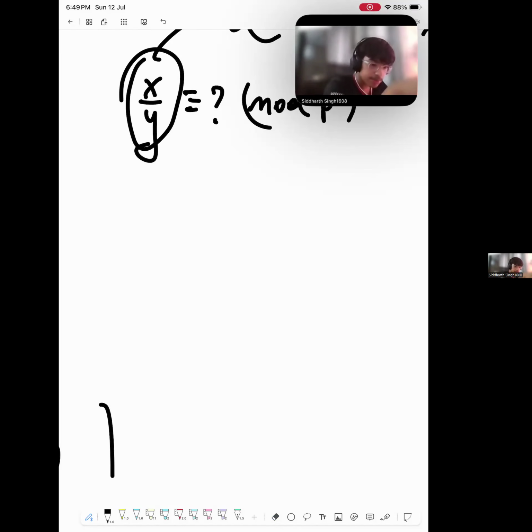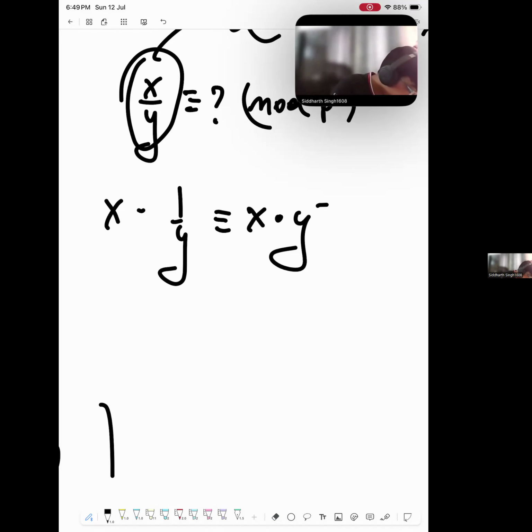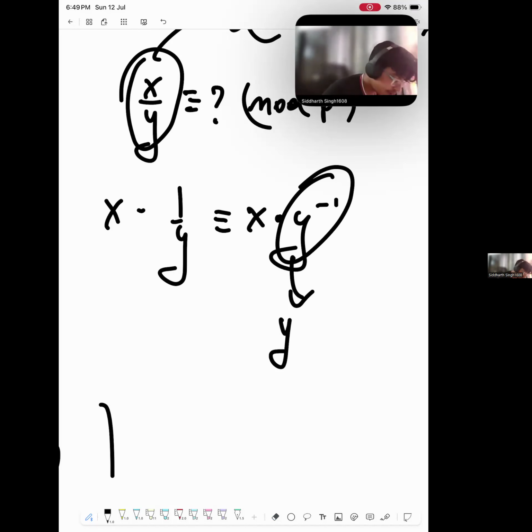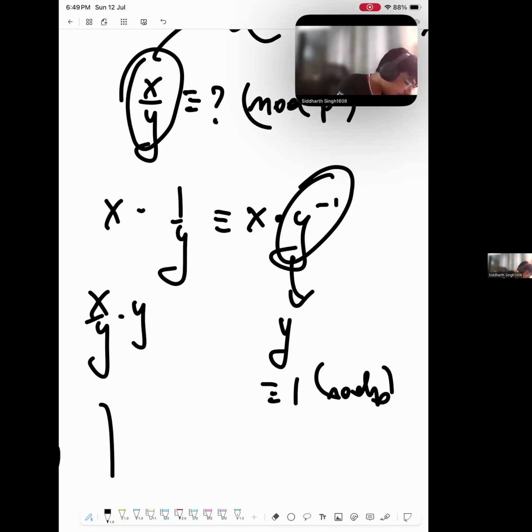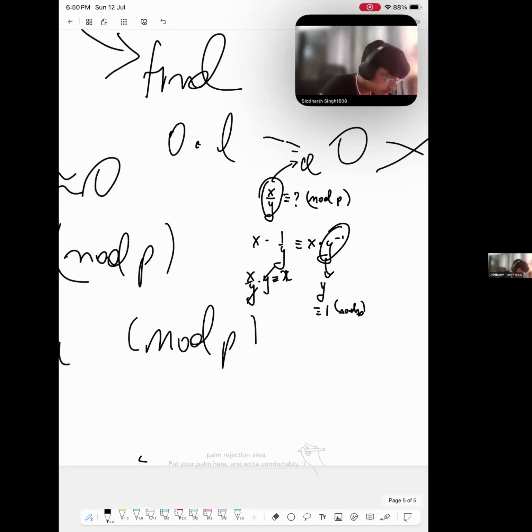So yeah, okay, I'll just write this down though. This is not that deep. This is just congruent to x times y inverse. But y inverse is very well defined though. It is the number such that if you multiply y to it, it will give you 1 mod p. So in fact, x by y times y is congruent to 1, is congruent to x, since these y's cancel out and stuff. So yeah, that's that.